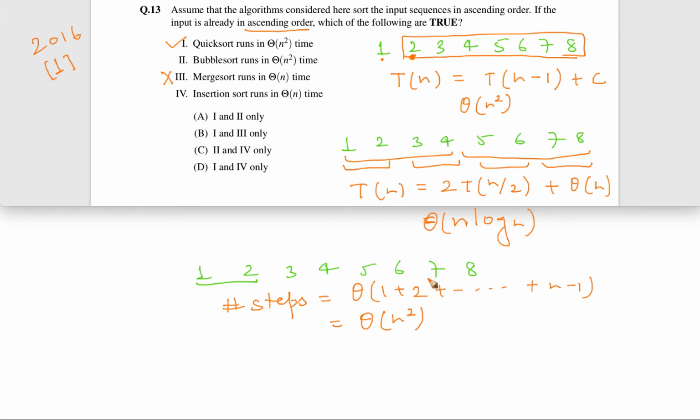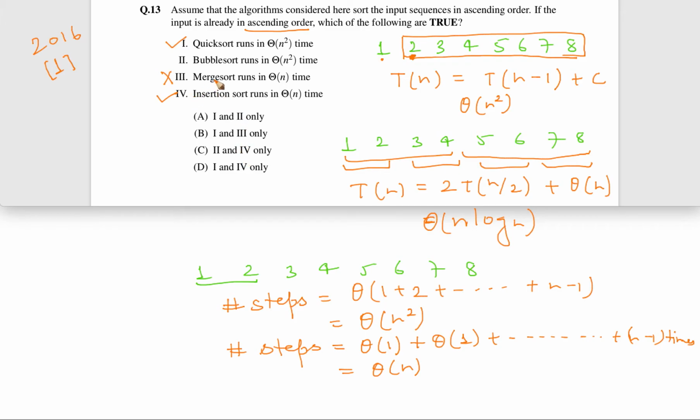But in our case the number of steps will actually be less. In constant time we are able to find that this is the proper place. Again for the next comparison we see that this is the proper place. So we are taking a constant amount of time, n minus 1 times, from the second element to the nth element. So it comes out to be theta n. So in this case insertion sort runs in theta n time if the input is already sorted. So this statement is correct.